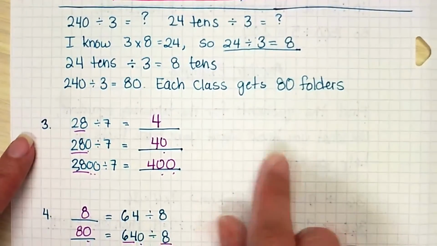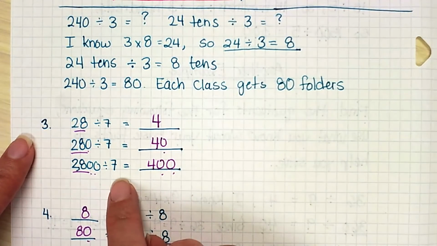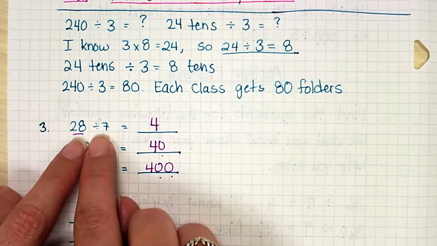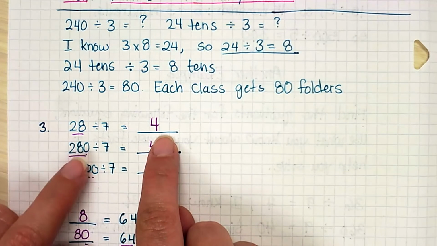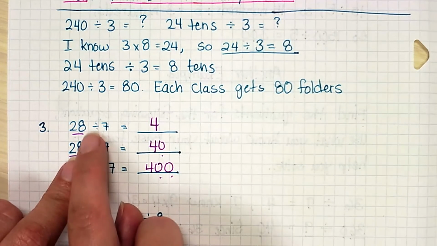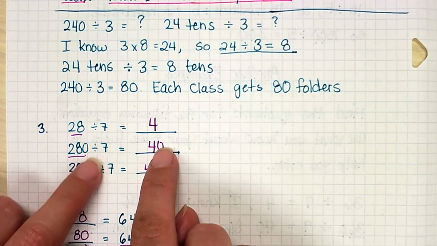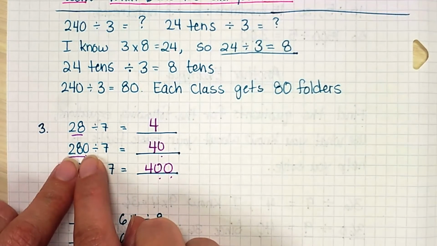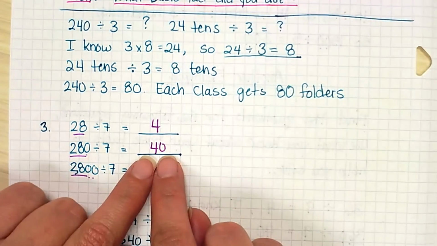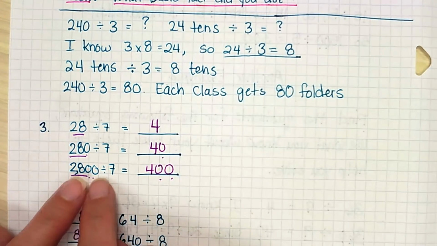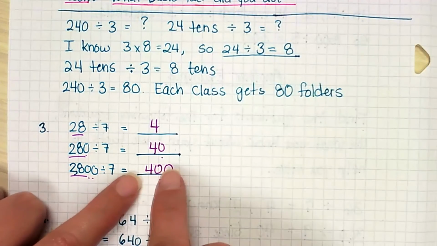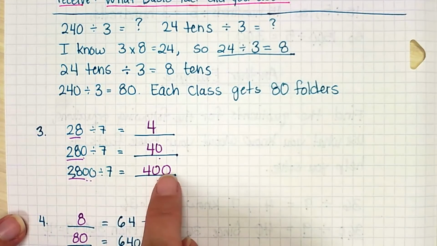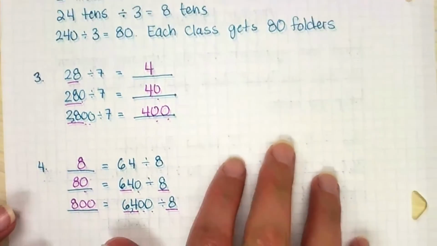For number 3, it gives us a series of division equations and we have to solve them. So our first one is our basic fact, 28 divided by 7. I know 28 divided by 7 is equal to 4. 280 divided by 7. If I drop that 0, it's still going to equal 4. And then I put the 0 back on because this is 28 tens divided by 7, which is going to equal 4 tens. Over here I have 28 hundreds because there are 2 zeros, divided by 7, is going to equal 4 hundreds. So whatever zeros I take off when I do my basic fact, I add them back onto my answer.